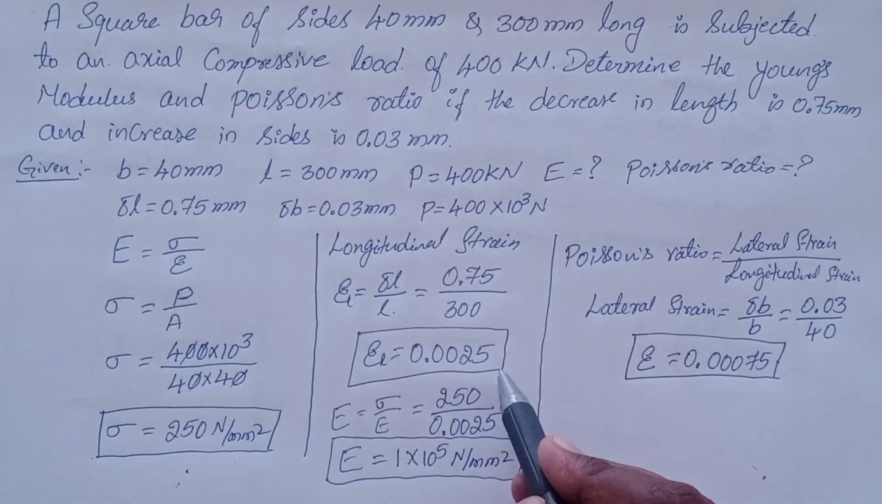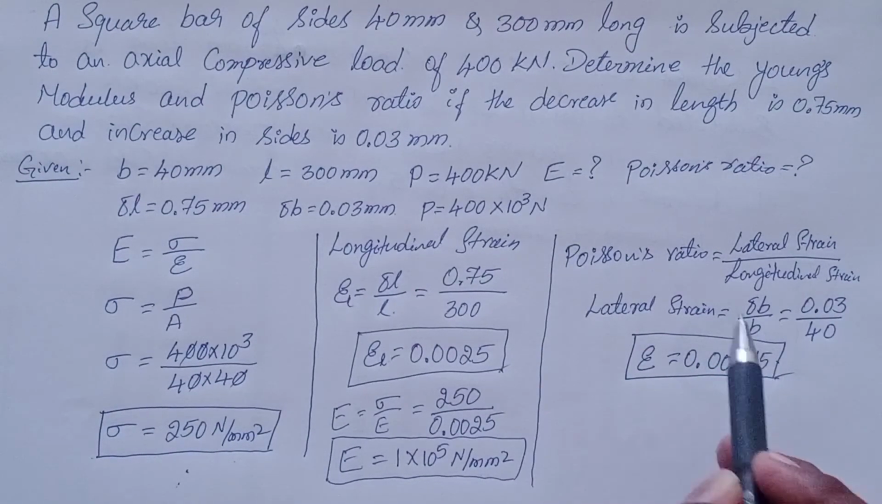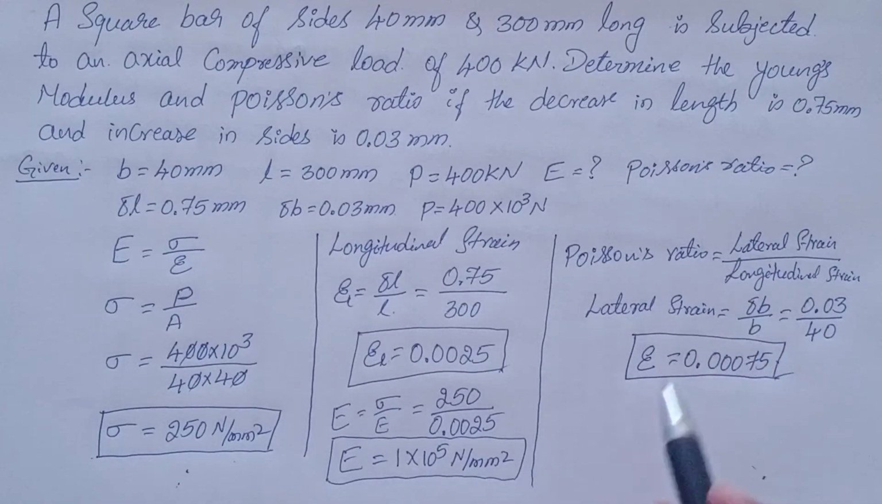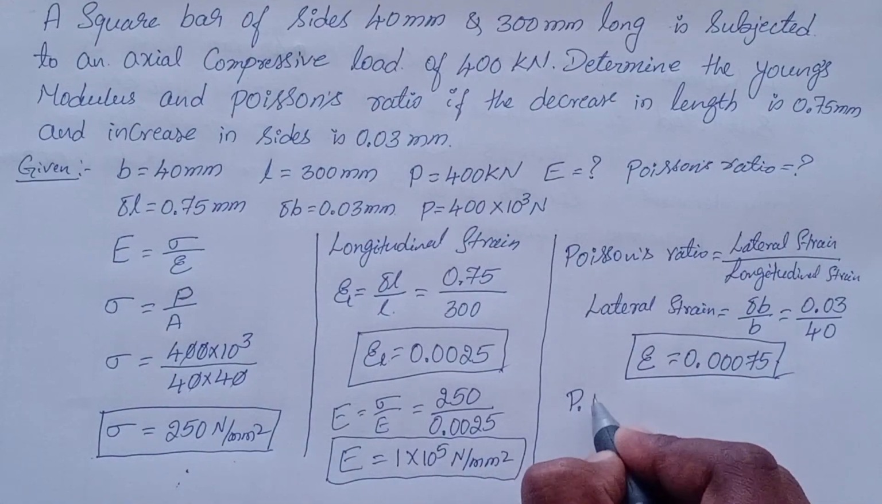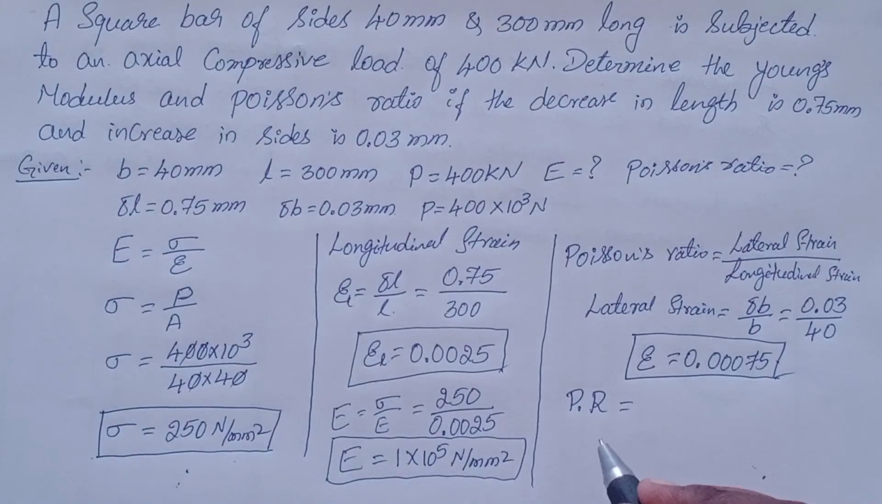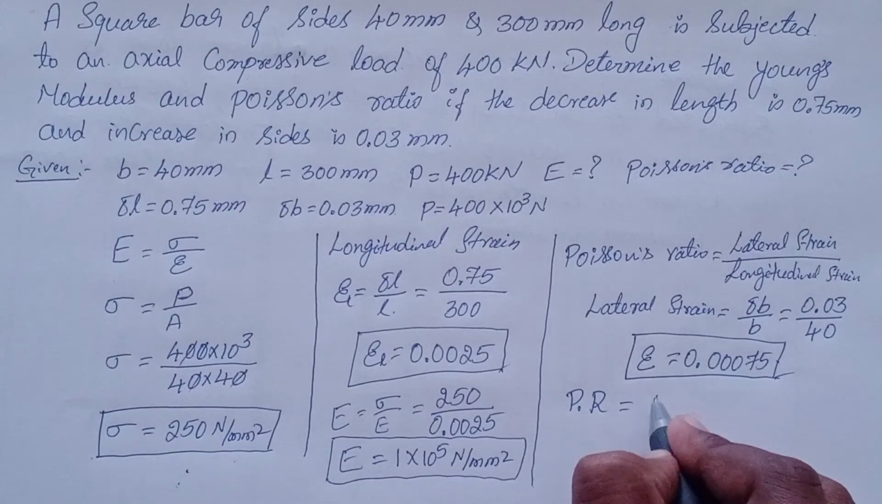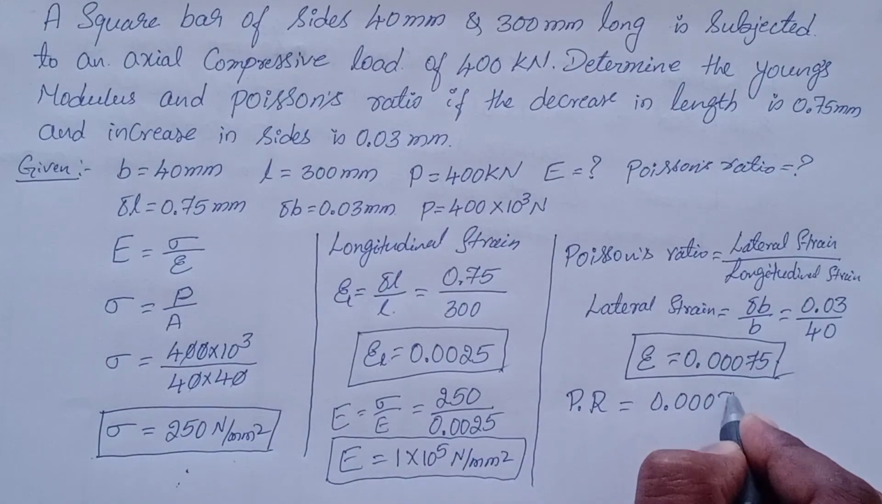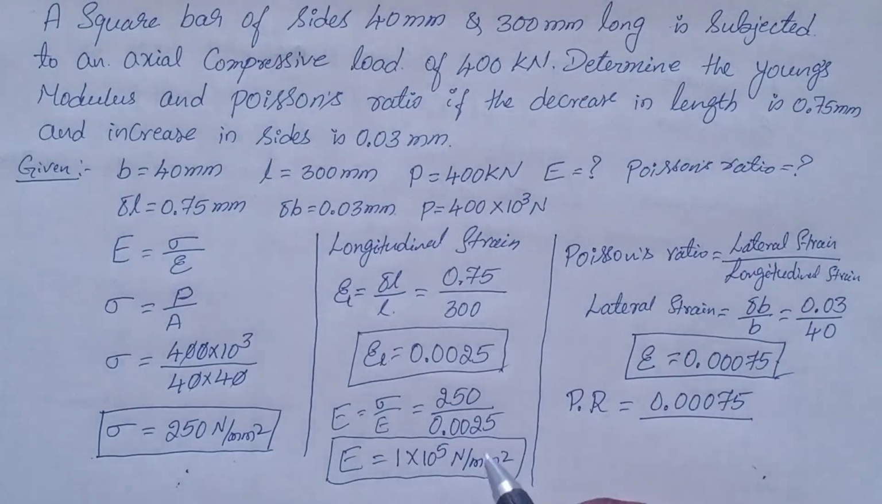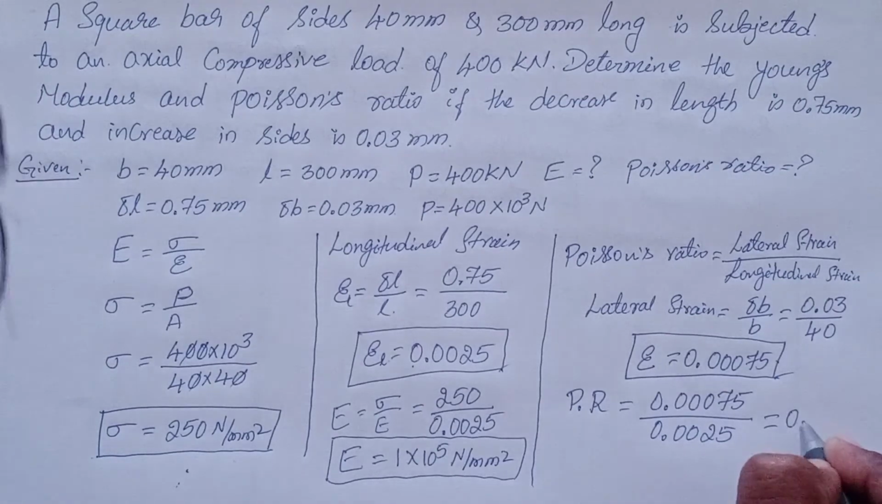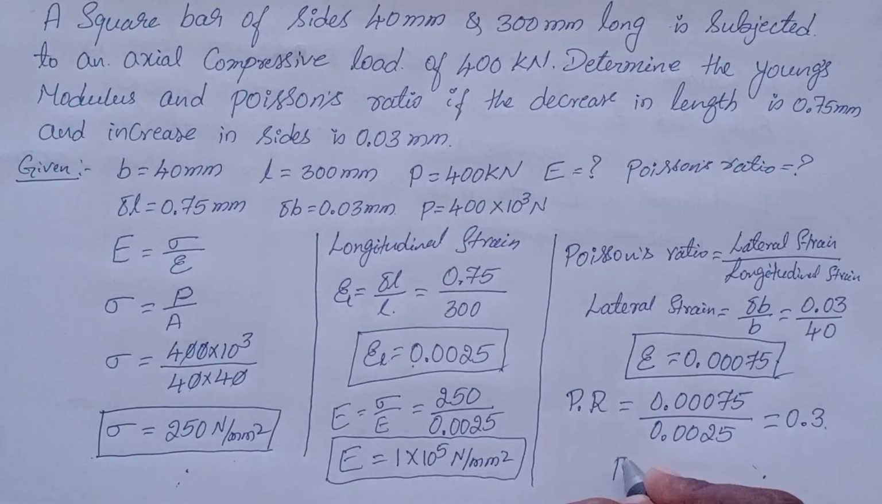Now substitute the values of longitudinal strain and lateral strain in the equation of Poisson's ratio. Poisson's ratio is equal to lateral strain, 0.00075, divided by longitudinal strain, 0.0025. The value of Poisson's ratio becomes 0.3. Poisson's ratio is equal to 0.3.